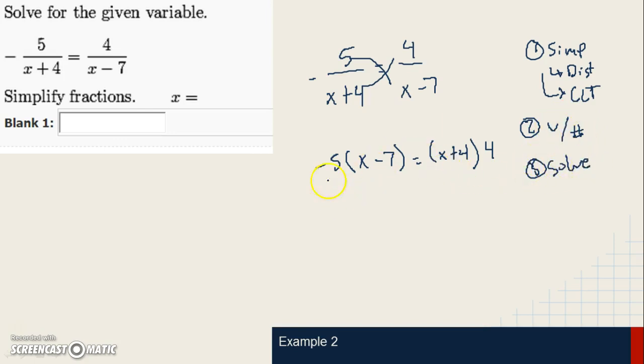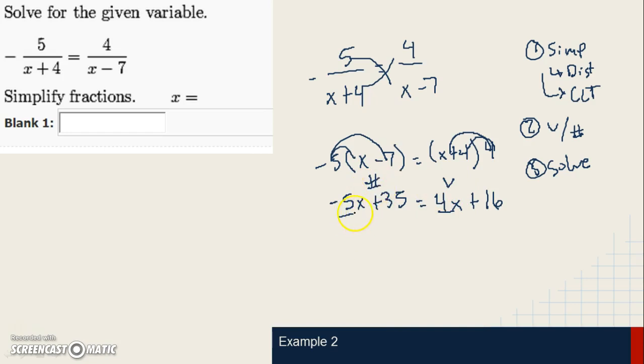So here I have negative 5 times x and negative 5 times negative 7, which is negative 5x plus 35 equals, and I'm going to distribute from the right side. 4 times 4 and 4 times x is the same thing as 4x plus 16. Now I'm going to look at the coefficient, or the value in front of my variable. Here I have negative 5 and 4. Since 4 is larger than negative 5, I'm going to make this my variable side and this my number side.